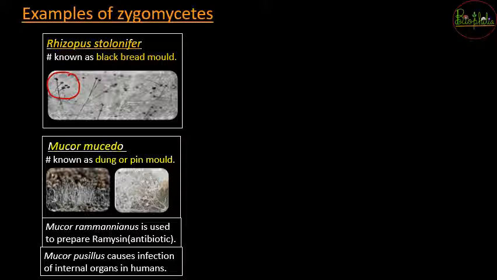So Mucor mucedo is a species from the genus Mucor. Similarly, there are two more species from the Mucor genus, and they will have different properties because species change. So this species, Mucor ramineus, is going to be used for preparing ramycin, which is an antibiotic. Another species of the Mucor genus is going to infect the internal organs in humans. So again, one is helping to make antibiotics, and the other two species that we saw are not good, or they are causing damage to humans.